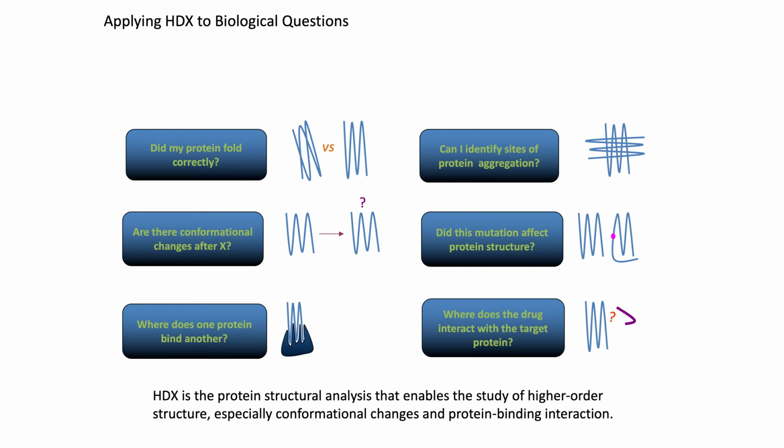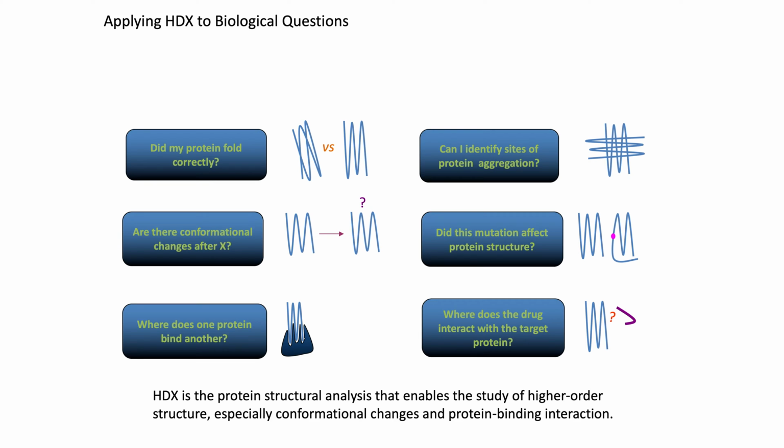Hydrogen-deuterium exchange can be applied to several different biological questions. For example, one can ask, does a protein fold correctly? So the difference between different states and different folding forms can be identified by looking at changes in deuterium uptake. One can also look, are there conformational changes after application of a stress, after addition of a ligand, or changes in some form of the composition of the buffer or physiological condition.